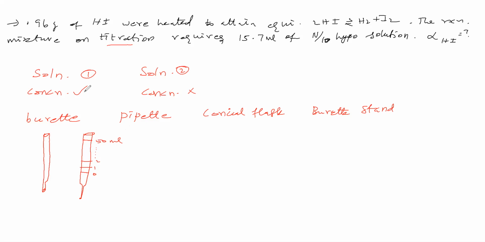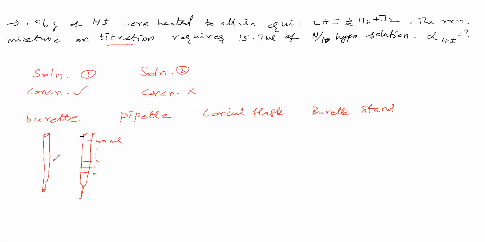Then add solution number 1, and go on adding like this. The solution level in the burette rises. When it comes close to 50 ml, be careful. Add drop by drop such that the lower meniscus of solution 1 coincides with the 50 ml mark. Otherwise, if you add solution 1 over 50 ml, that means you are adding solution 1 up to this level.